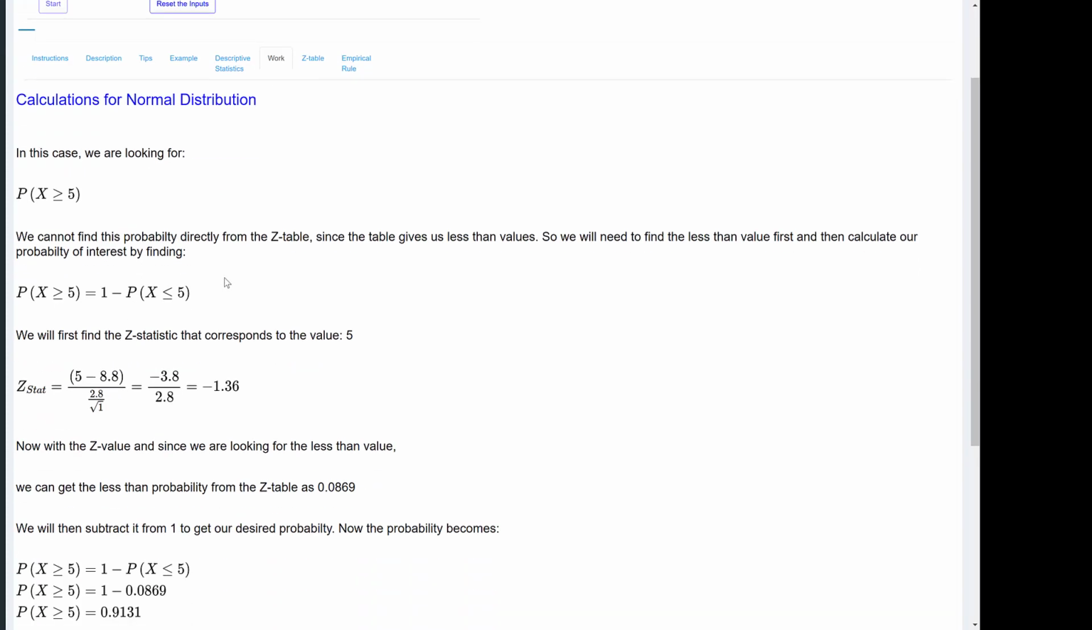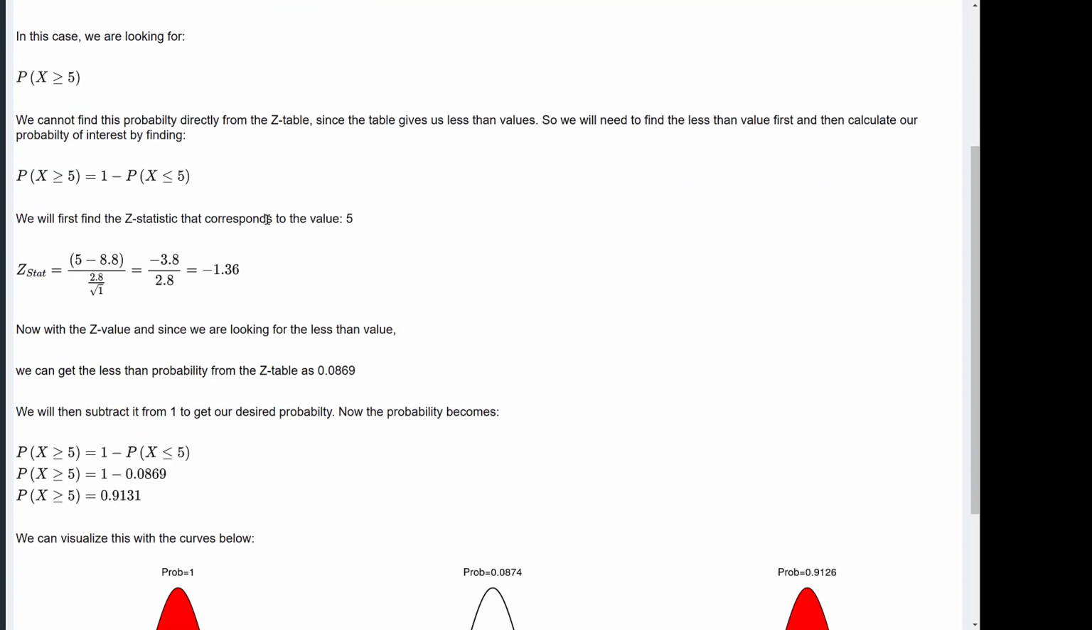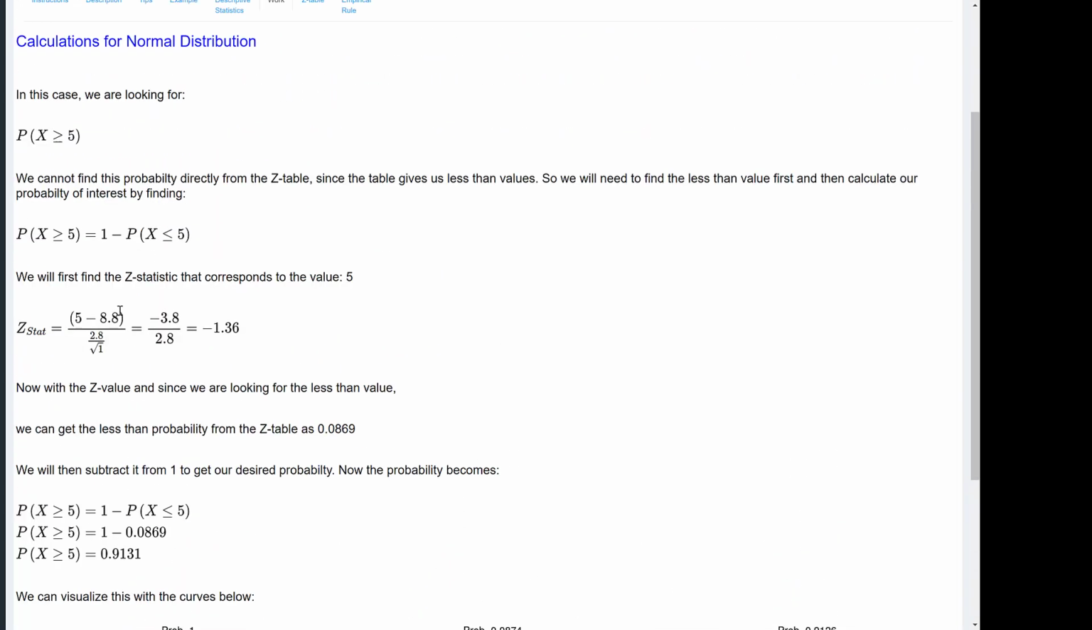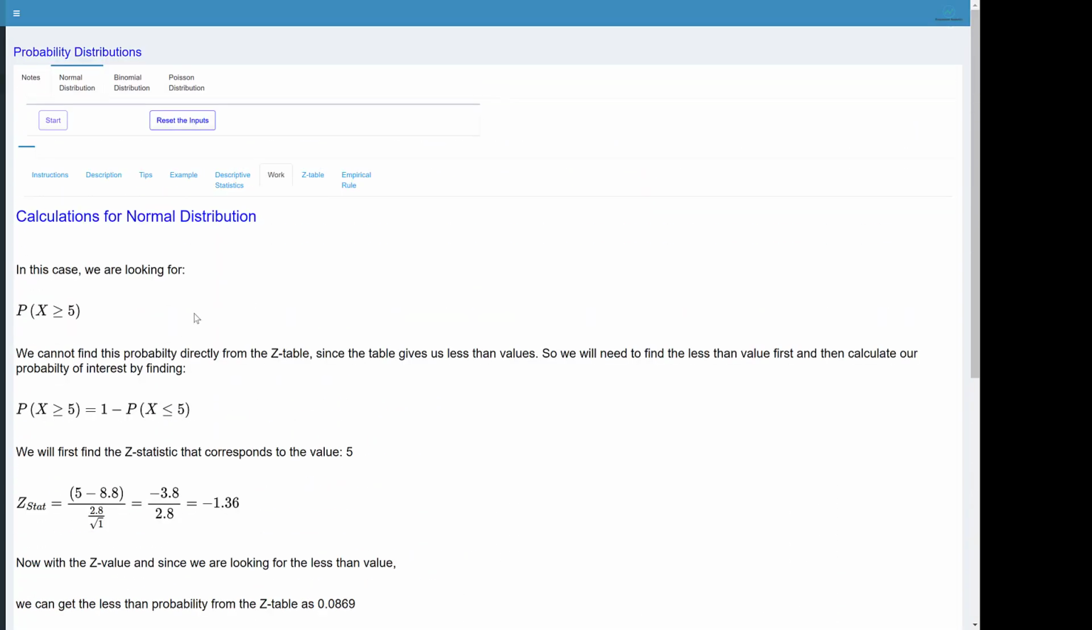You can see we're looking for the solution for the probability x is greater than or equal to 5. You can basically take the time to go through this, and what we find is the probability x is greater than or equal to 5 is equal to 0.9131. Okay, that's the answer for part B.